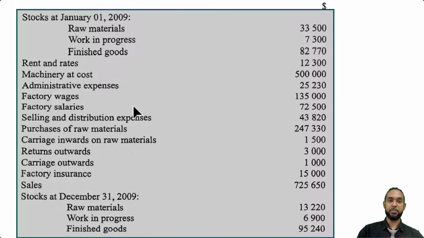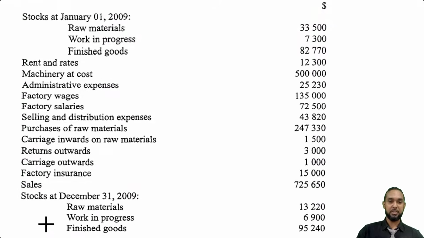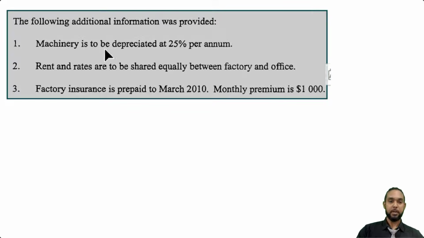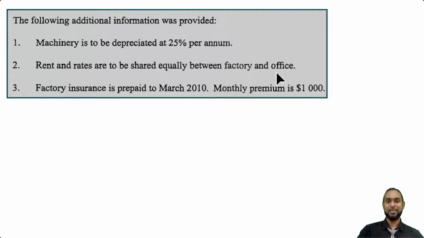Now, instead of going through these things one by one, let's check out the additional information, right? We have 3 items. Machinery to be depreciated 25% per annum. Rent and rates are to be shared equally between factory and office. So we have a split to happen there. And factory insurance is prepaid to March 2010. Monthly premium 1,000. So we'll discuss that when we come to use it in the statement, all right?